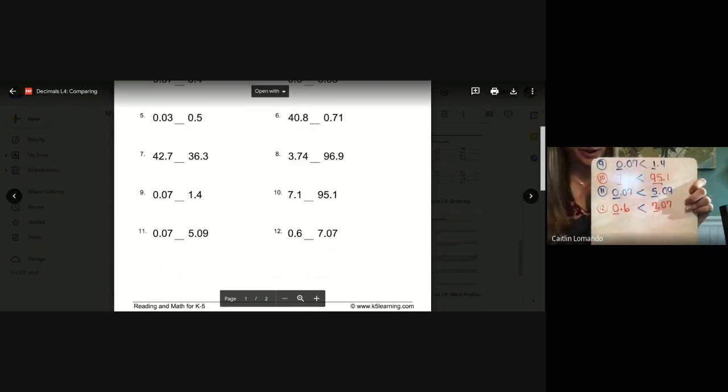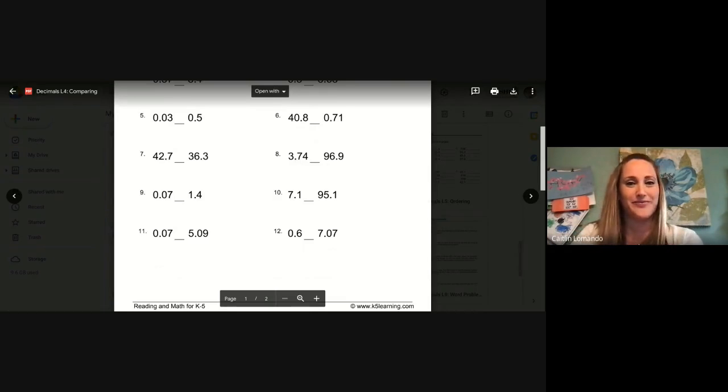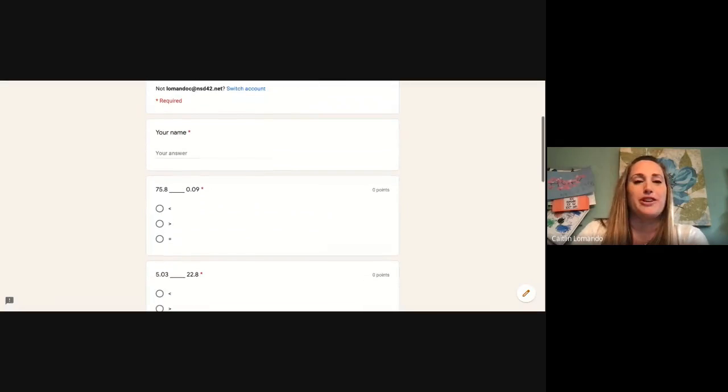7 is bigger. All right, 4th graders, today we will be completing a Google form all about comparing. So let's take a look at that. So we can see here, you're going to put your name. So again, look at the number before the decimal point. If it's not the same, decide which one's bigger. If it is the same, go to the next one.